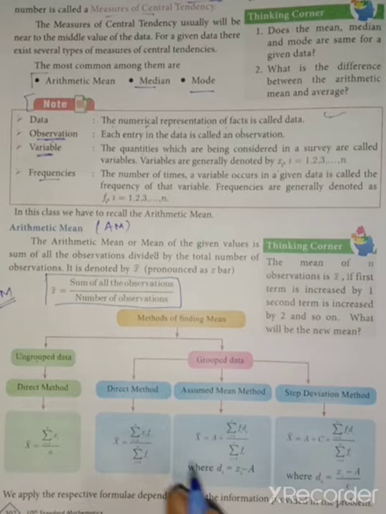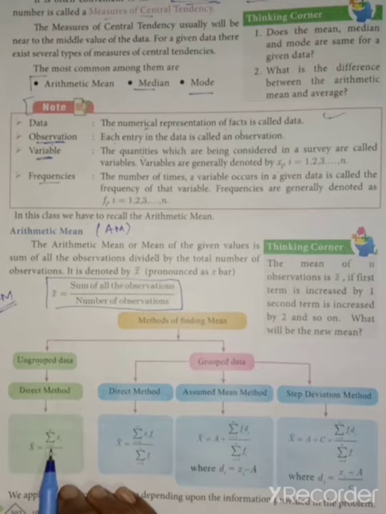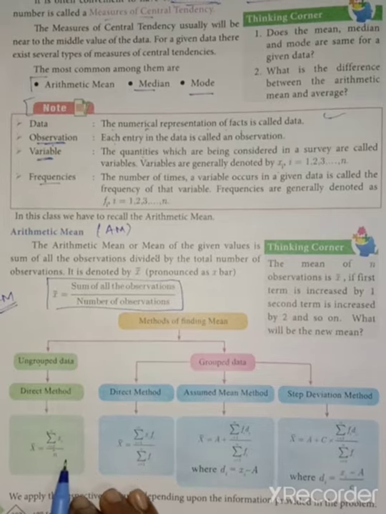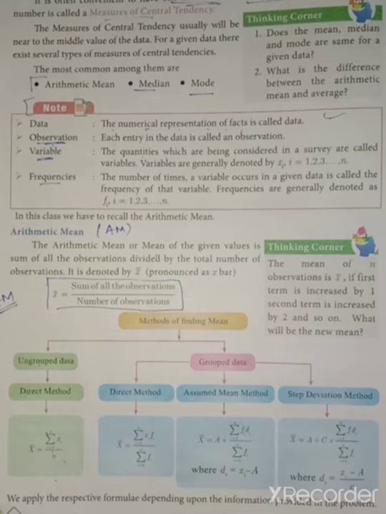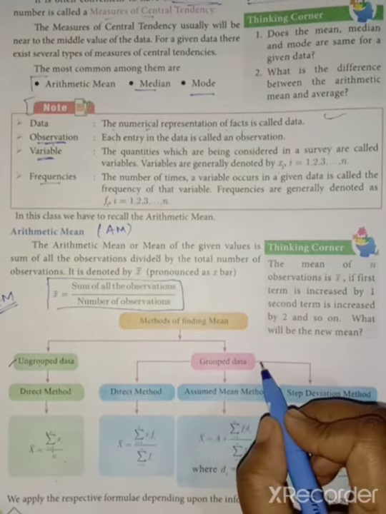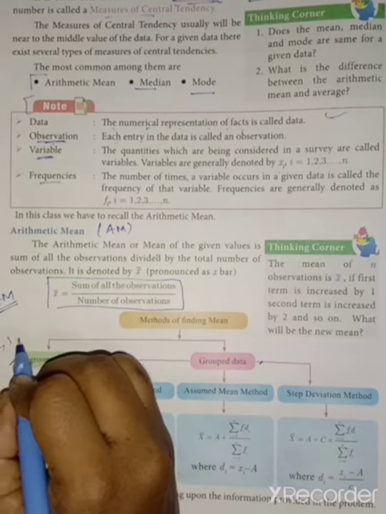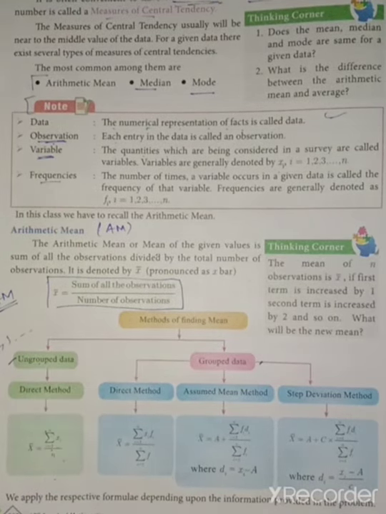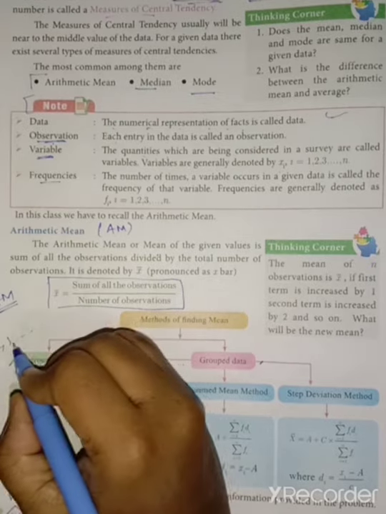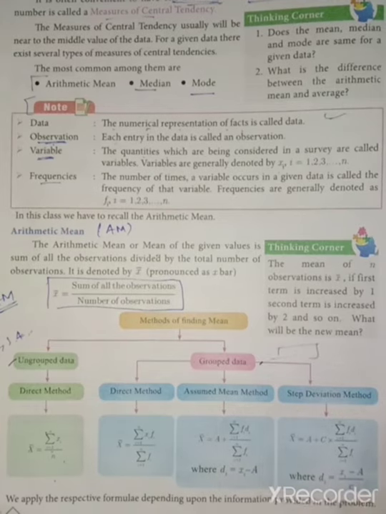In formula we can say x bar equals summation i equals 1 to n xi divided by n. So what is the meaning of ungrouped data? Ungrouped data means if the numbers are given as 1, 2, 3, 4 etc., that is ungrouped data. We have the grouped data also. For grouped data we have to mention it in a tabular column.